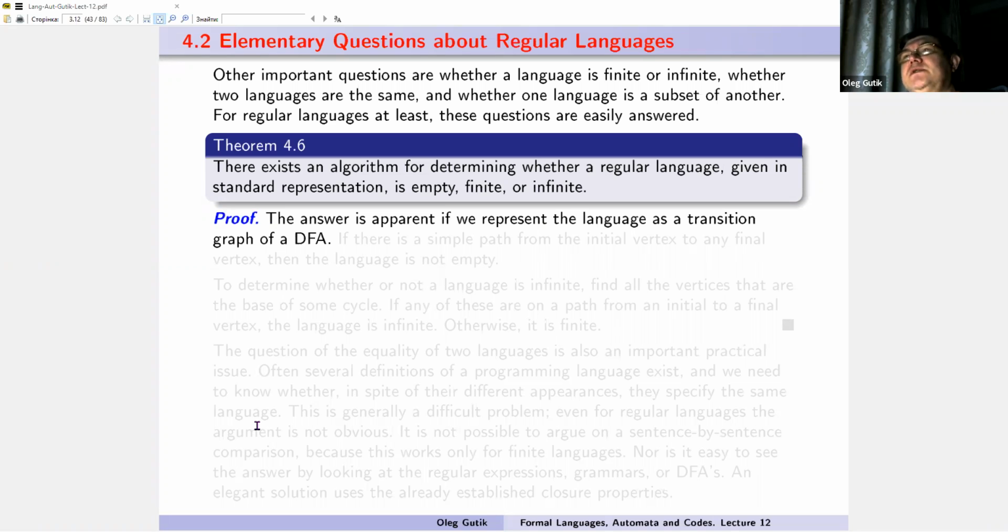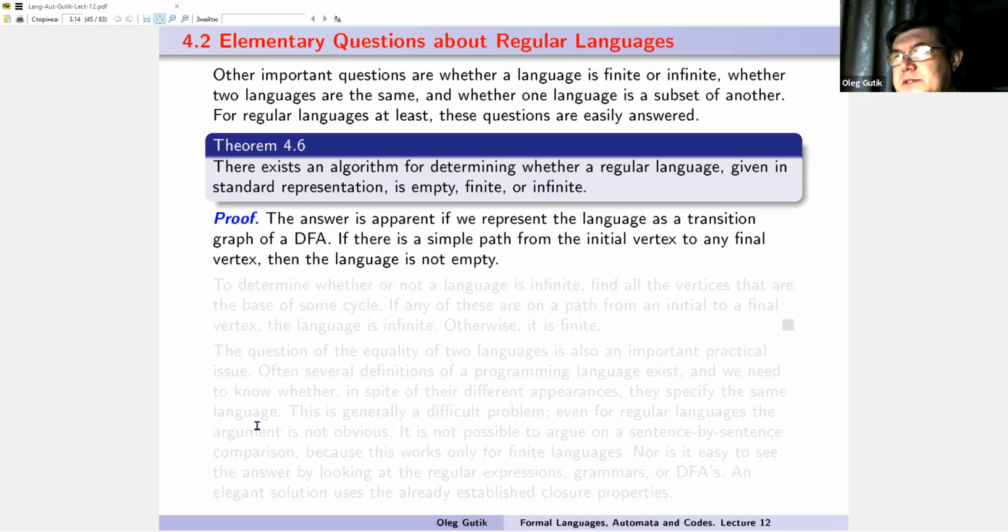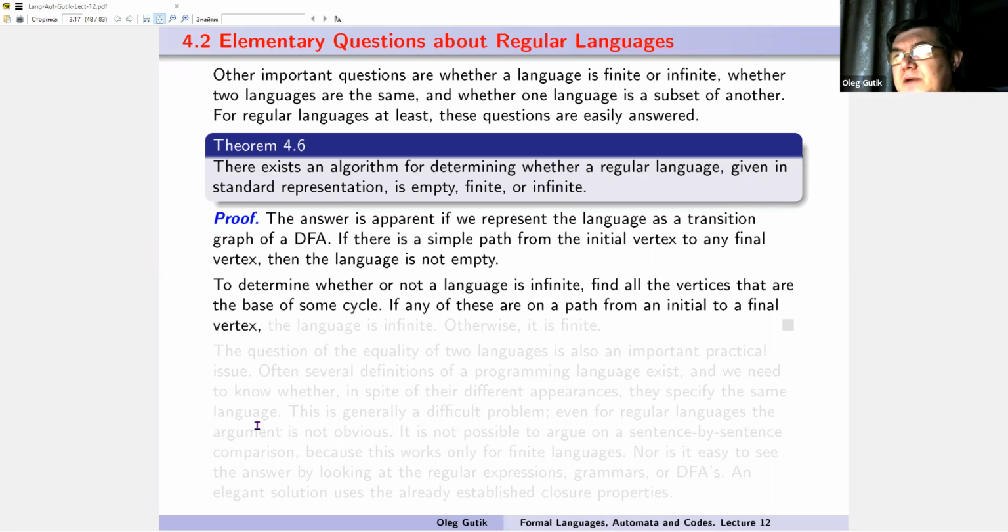The answer is apparent if we represent the language as a transition graph of the deterministic finite acceptor. If there exists a simple path from the initial vertex to any final vertex, then the language is not empty. To determine whether or not a language is infinite, find all vertices that are the base of some cycle. If any of these are on a path from the initial to a final vertex, the language is infinite. Otherwise, it is finite. This completes the proof.